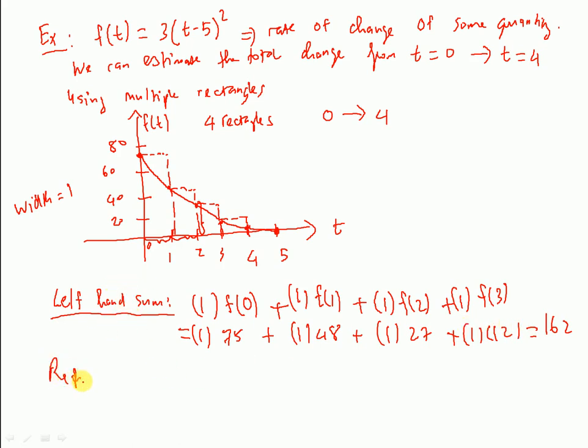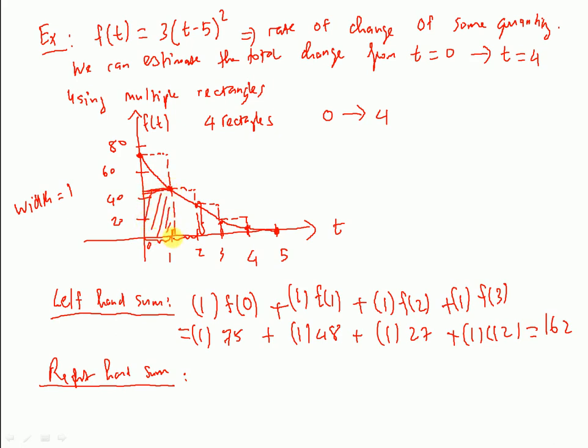Now let's do the right hand sum. If you do the right hand sum, we skip the leftmost end point. We skip the first one, we move to this one. So we start from 1. From 1 we have this point, right? Because we are using the right hand point, we go from right to left to make the rectangle. This is my first one here.